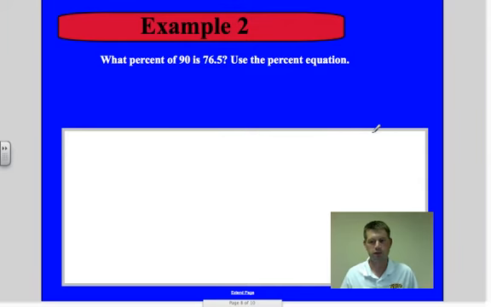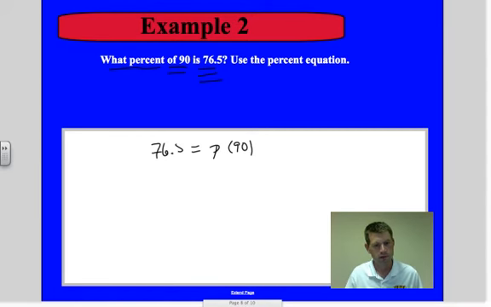Okay, so we look at example 2 here. It says what percent of 90 is 76.5? Okay, again, what percent? So that's our missing piece. So that means when we write our equation, we have P times, and it was times of, so we have 90, because that was our of 90, is 76.5. Well, this one's a one-step problem. We're going to divide both sides by 90 to get P by itself.